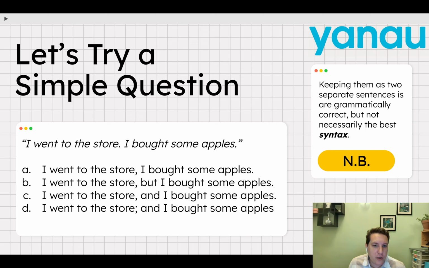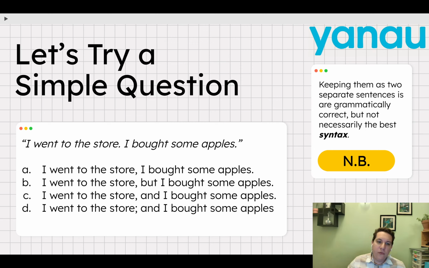Where did that person buy the apples from? Well, obviously, he bought them from the store. And why did that person go to the store? Well, they probably went to the store in order to buy some apples. So how can we use a comma in order to connect these two sentences?